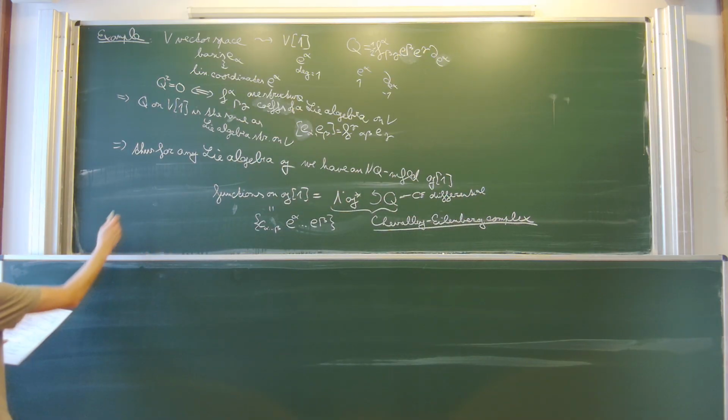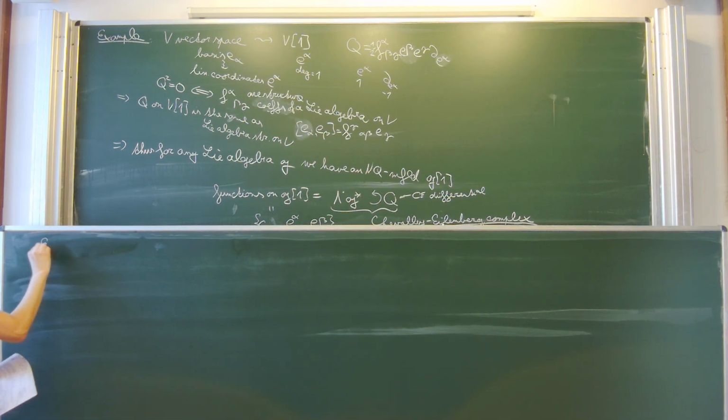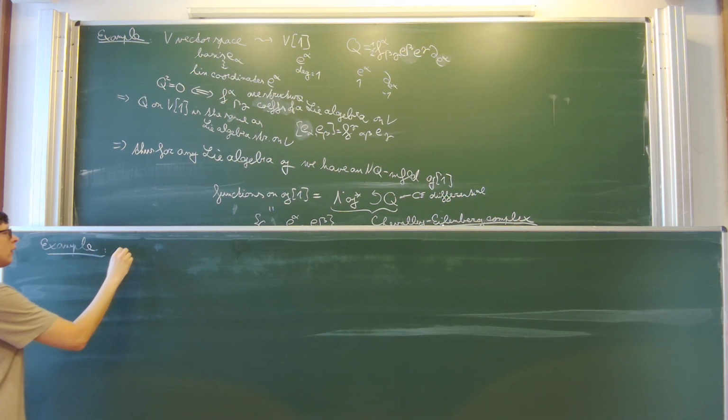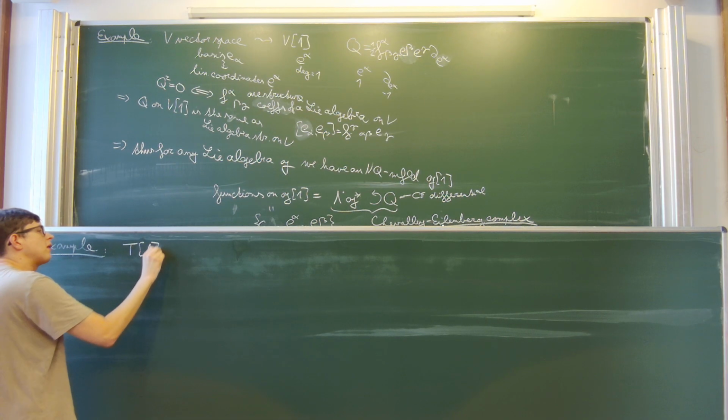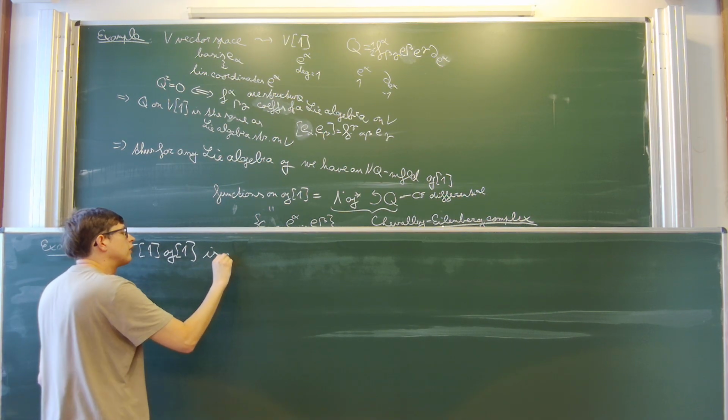We recovered some known objects like Lie algebras and Chevalley-Eilenberg algebra complexes. Now what we can do is again apply one of these constructions from before. For example, if we take our Lie algebra and apply this tangent construction, then this is an NQ manifold again.